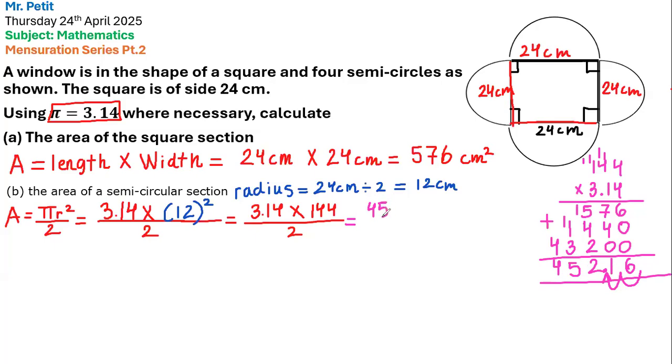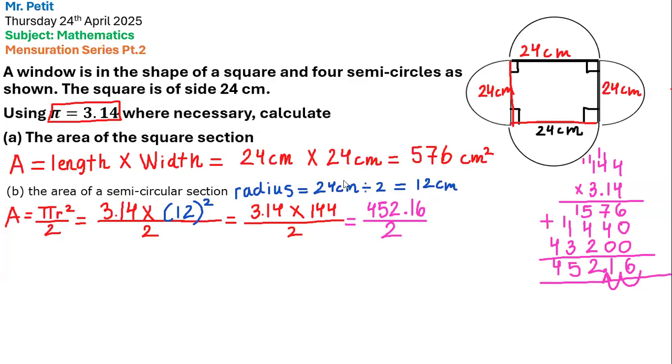So what we have here is equal to 452.16 all over 2. So we have to divide that by 2. When we put it as a fraction, that means divide by 2. Let's go ahead and divide this by 2.